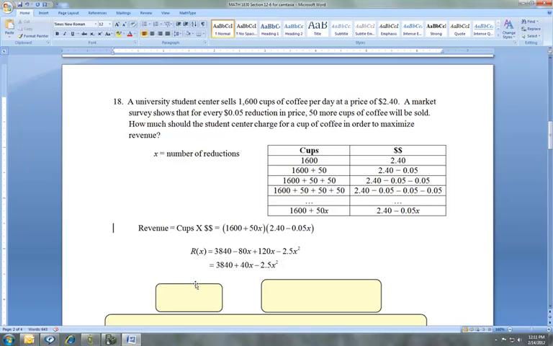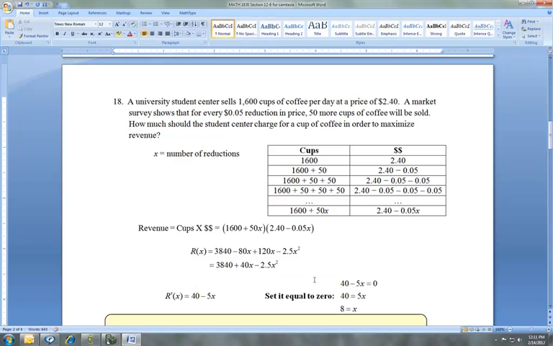So I took the derivative, and like before I've set it equal to 0. So it looks like x needs to be 8. Now if you stop in here, you haven't finished the problem. You need to circle back and finish. It says how much should the student center charge for a cup of coffee in order to maximize their revenue? They need 8 reductions. They want to know about the charge.